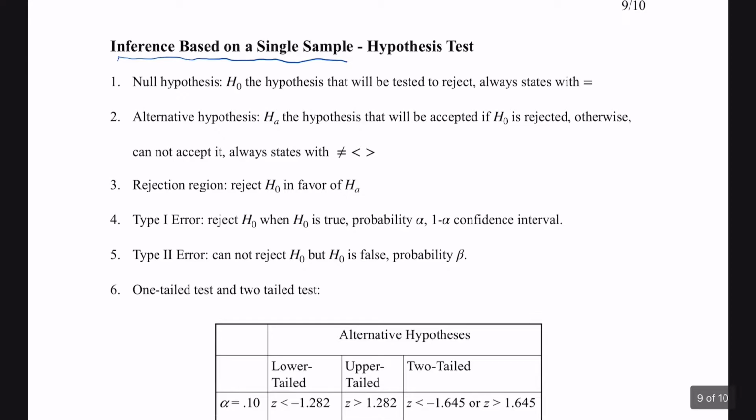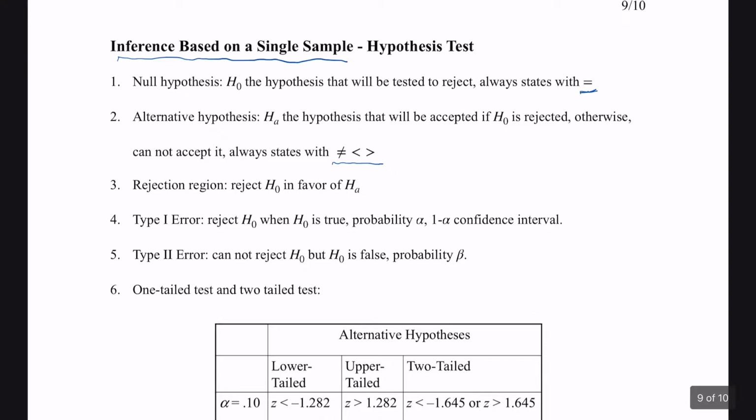Now, how do we test? First of all, we need to form two kinds of hypotheses. The first one is the null hypothesis. The second one is the alternative hypothesis. Always remember that the null hypothesis always has the equal sign in it. That's the only form of null hypothesis. And the alternative hypothesis could have not equal, bigger, or smaller.